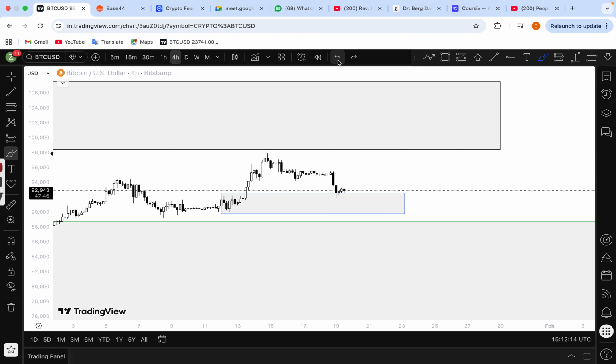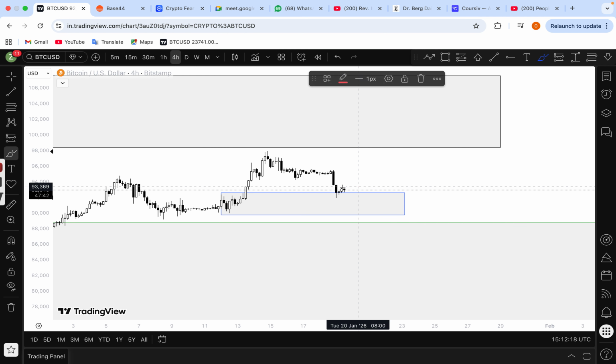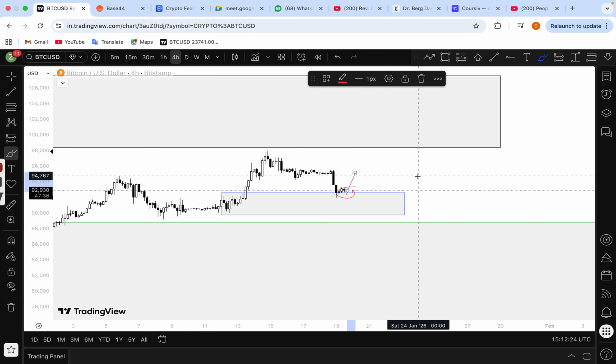Okay, so now what we want to do is look for a trigger at this point, because remember that you don't just take the buy because price is currently here. You need to look for the trigger. And remember what our trigger looks like. Our trigger looks like this.